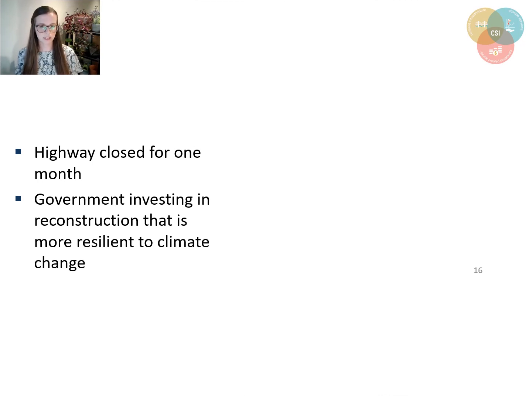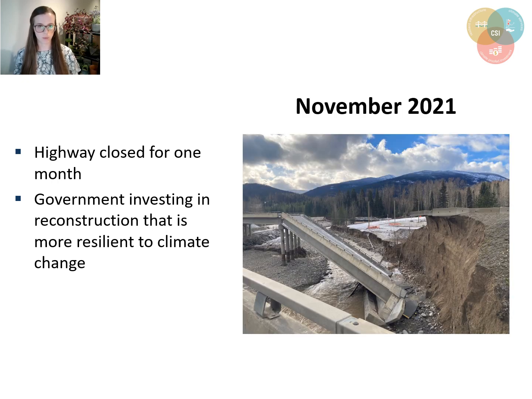So in this real-world example, the highway was closed for more than a month, and since then the government has been investing quite a lot in reconstruction so that this segment is more resilient to climate change. But I think it's a really important example because the PIEVC protocol was able to identify some of these vulnerabilities, and although there are recommendations for adaptation, they might not have been able to happen at the speed or with the level of investment required to respond to this event in November 2021. However, it did make the case for making infrastructure more resilient to climate change in the future.